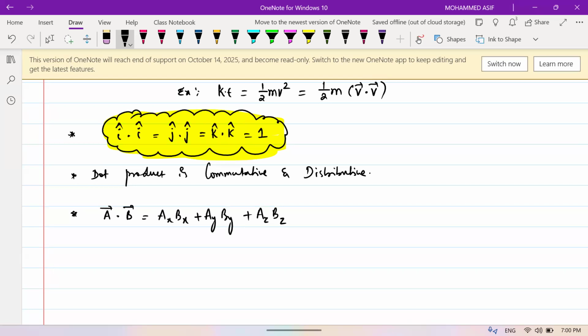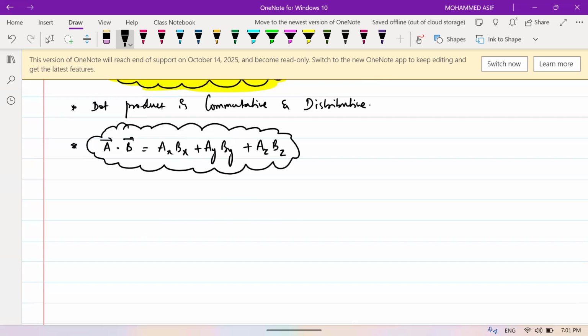I'm not going for the proof, because I'm not doing the IP part of the relation. Directly remember that if a bar dot b bar is given in x, y, z coordinates, it will be ax into bx plus ay into by plus az into bz. Am I clear? Yes, sir. Let me tell you how far you have understood this.